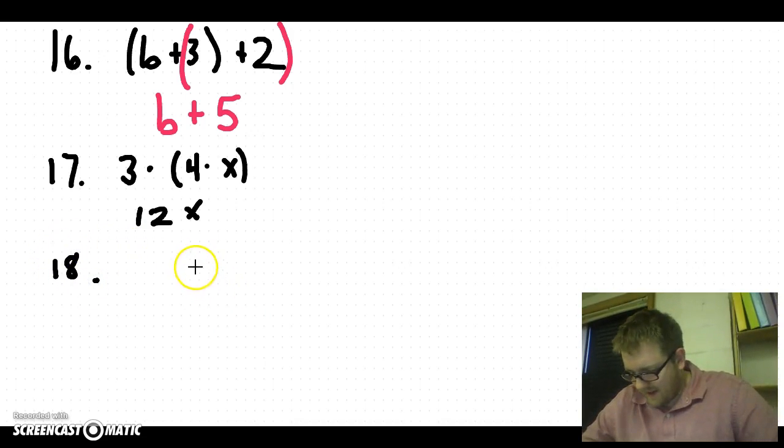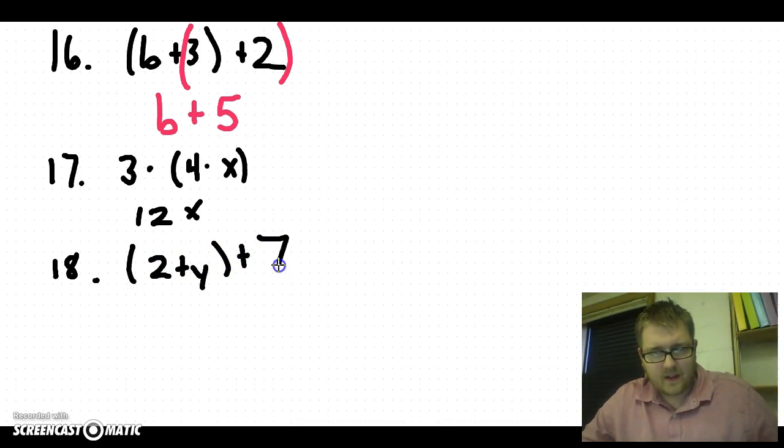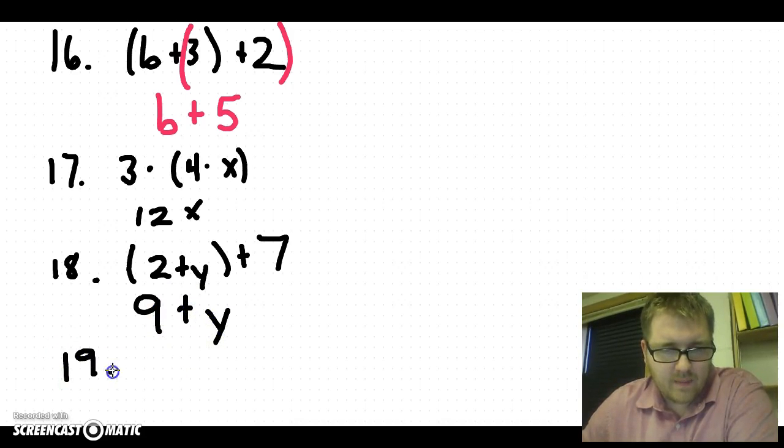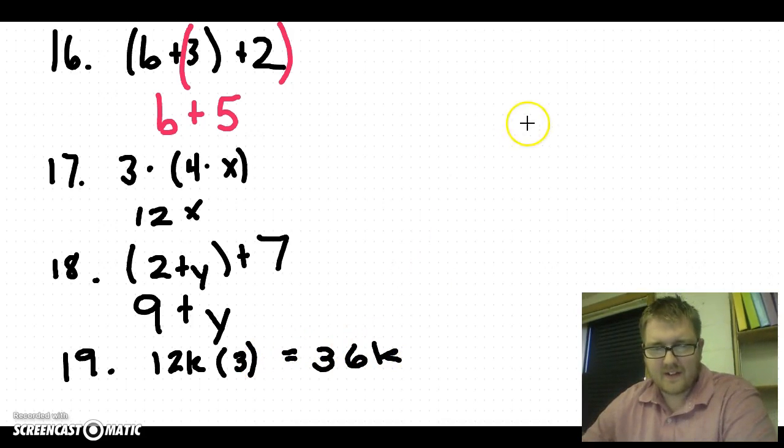For 18, 2 plus y plus 7. Now we want to think of the commutative property. I can add these out of order. I can add this 2 to the 7. I'm going to get 9 plus y. For number 19, 12k parentheses 3, same idea. I can multiply the 12 and the 3, and I'm going to get 36 times k, or 36k.